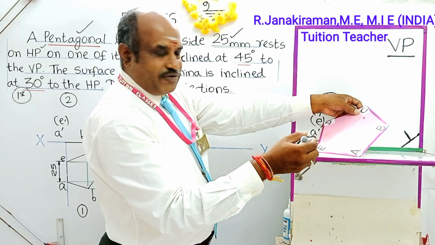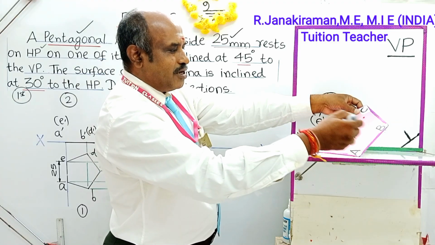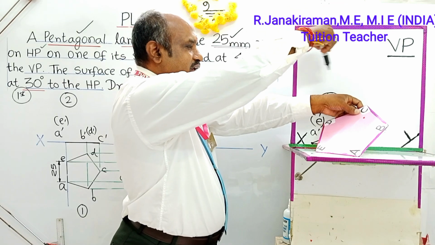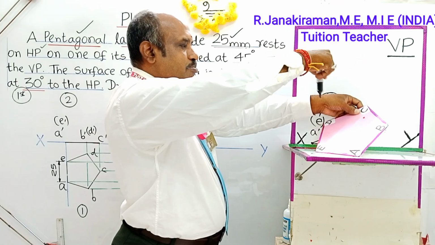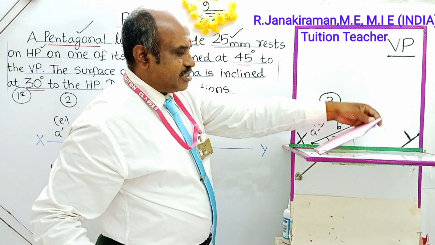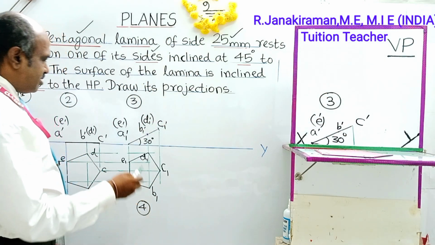So this will be the final projection, final front view. All the points will be visible to the observer. Front view will be an irregular pentagon. Correspondingly, you will see one irregular top view for this position. That we will complete in this video lecture. Okay, how to draw this? You have to follow the sequence.